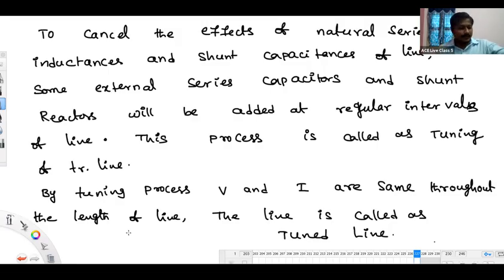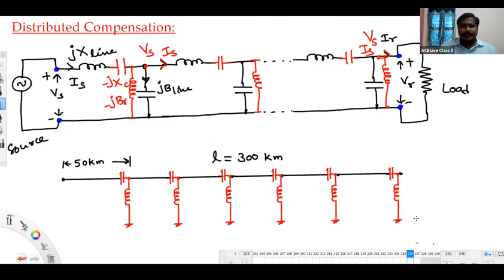Whenever you provide this distributed compensation, there is definitely a change in the series impedance of the network, as well as a change in the shunt admittance of the network. Providing compensation for the whole reactance and whole susceptance is not advisable because of resonance. For example, if you match X line exactly equal to XC, and B line and BR exactly equal, there is a problem of resonance.